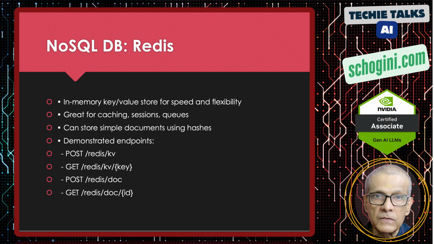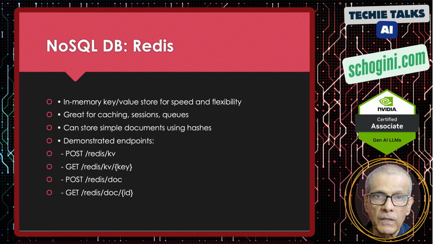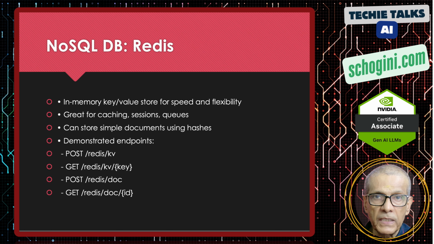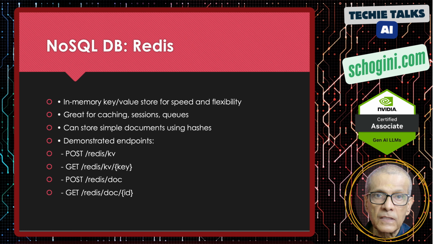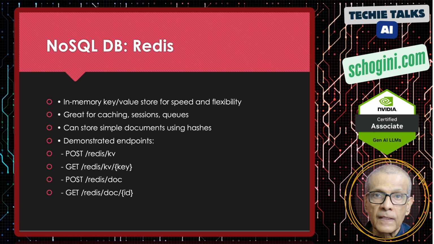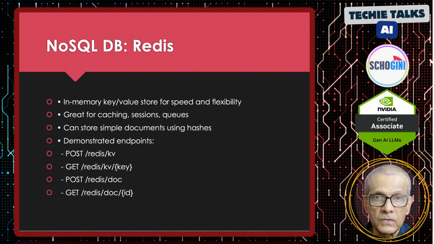Unlike relational databases, Redis doesn't require a schema. It stores key-value pairs directly in memory. This makes it lightning fast. Redis is great for caching, real-time analytics, message queues, and even temporary document storage.